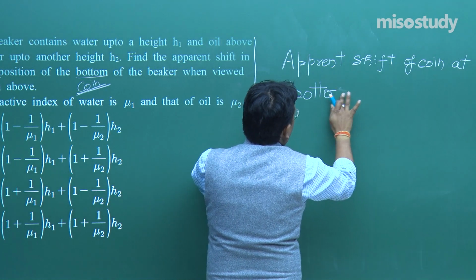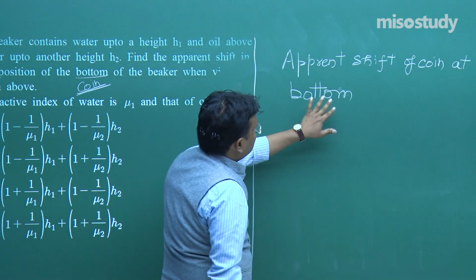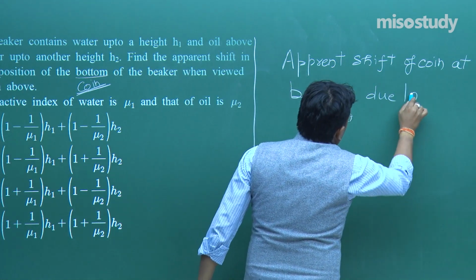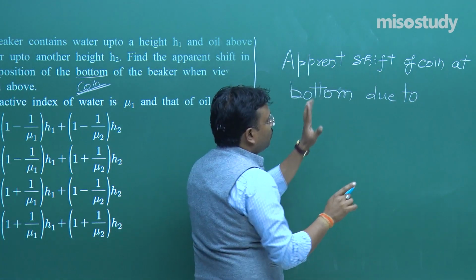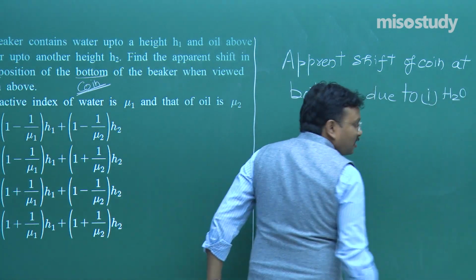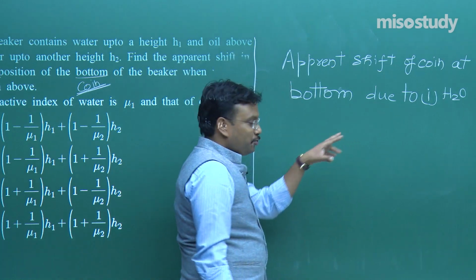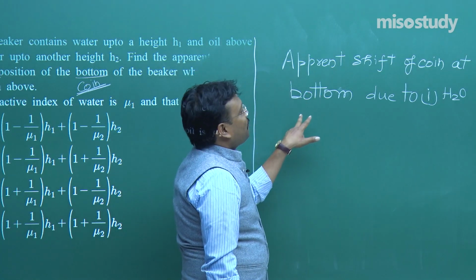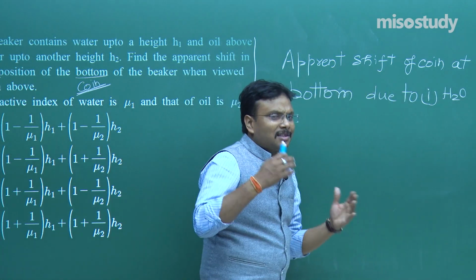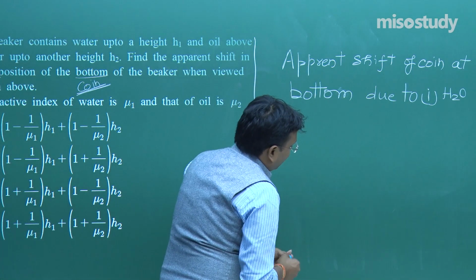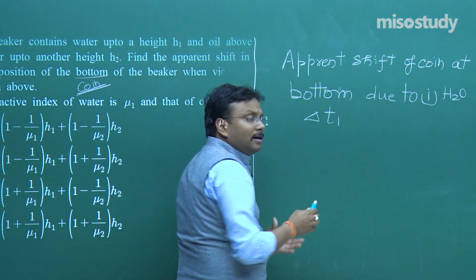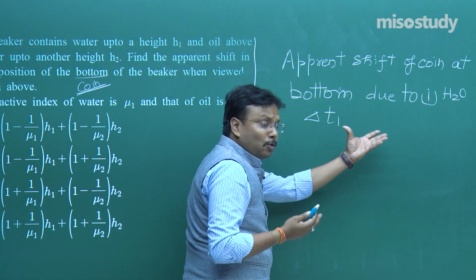Apparent shift of coin at bottom due to... now there are two things. Due to number one, H2O. This much chemistry I also know, why to use water. So apparent shift of coin at bottom due to number one H2O, fine. H2O means some refractive index mu1 is involved over here. So let's say the thickness is delta T1 for this H2O.